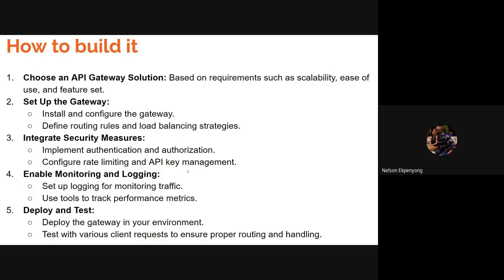This just means that there has to be a structured and articulated way for talking with different services. So your API gateway needs to have a key management service, some way for you to exchange API keys with services. Enable monitoring and logging. This is easy. You're just logging activities. Once a call comes in, you log it. You can use third-party tools to track the metrics. Of course, you can deploy the gateway to your environment and then test with different client requests to ensure proper routing and handling.